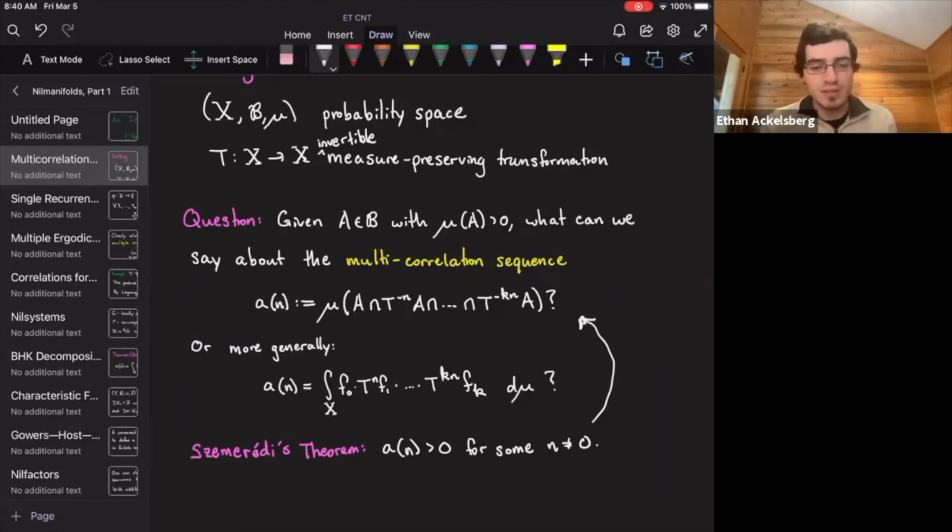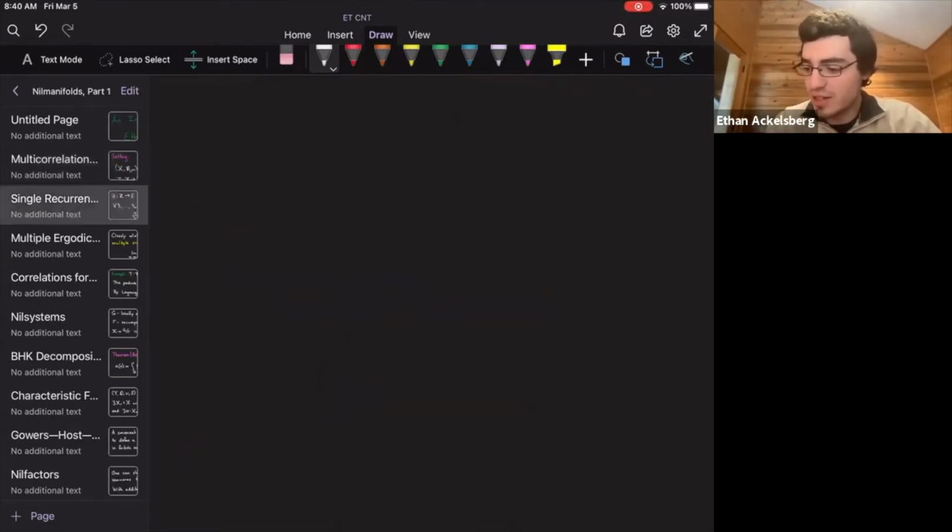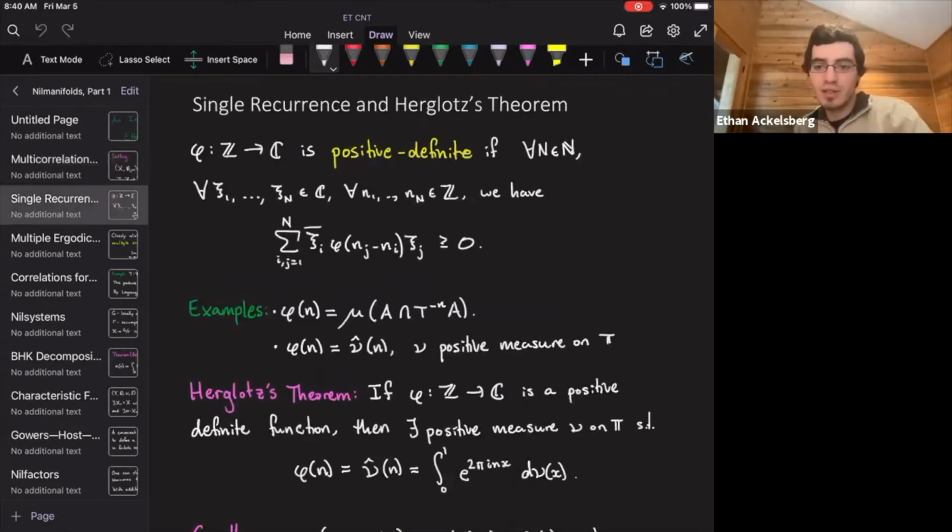And of course, we can say more than that. We can maybe say something about the largeness of the set of n's that give you positivity. We can maybe get better bounds than just A of n being positive. But these are natural things to study for some combinatorial applications. And the simplest case is if we just want to look at single recurrence.